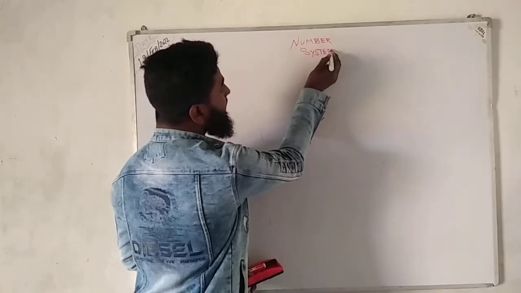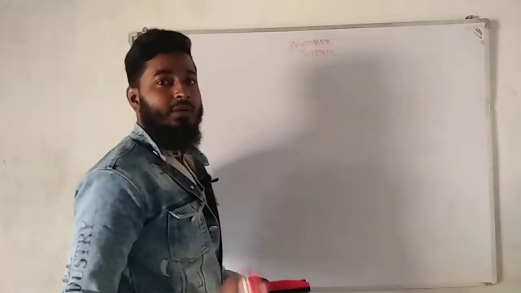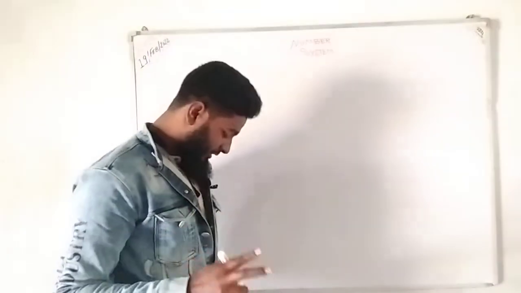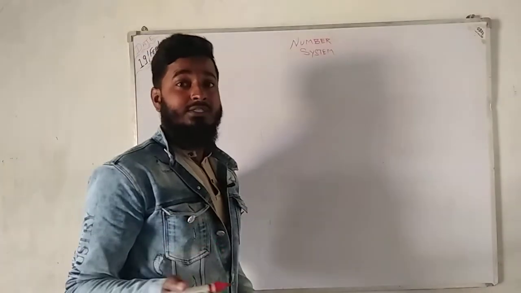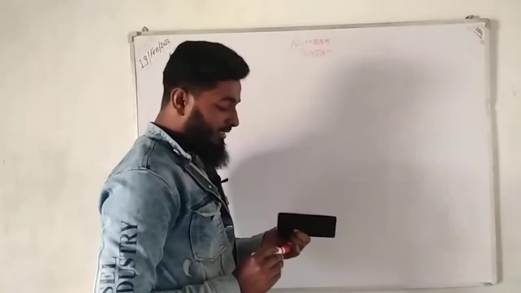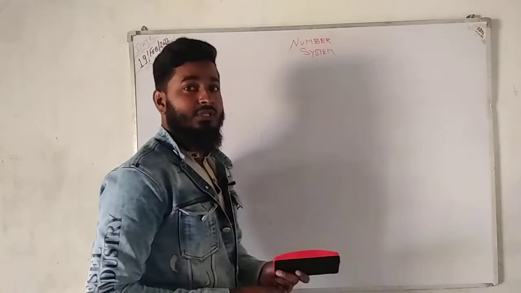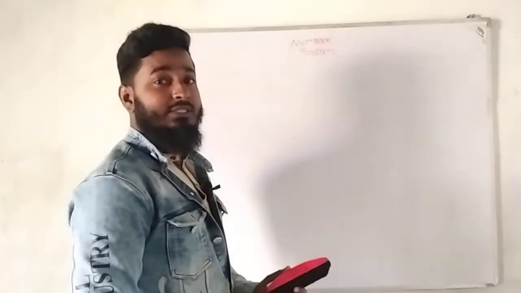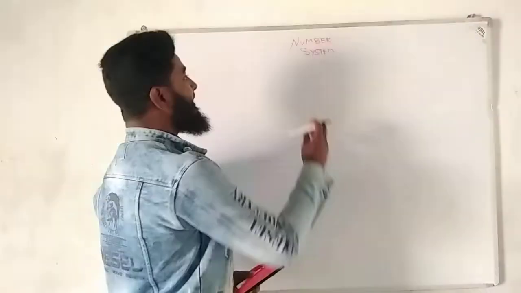So in number system, we're basically going to deal with number names. We have two types of number system. First is the Indian system and the second is the international system. These two systems mean the two ways to write the number name. We will deal with the Indian system first.